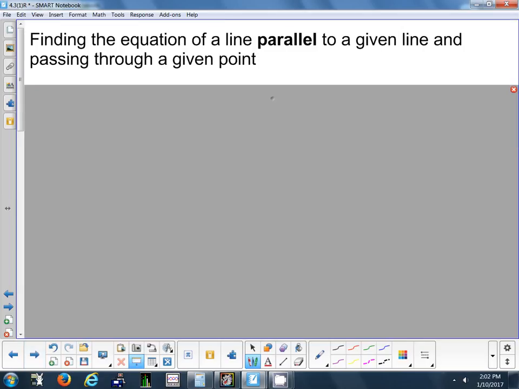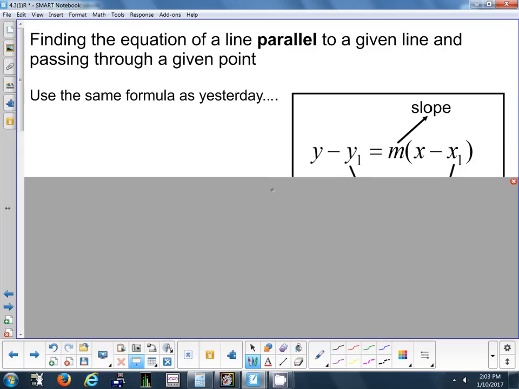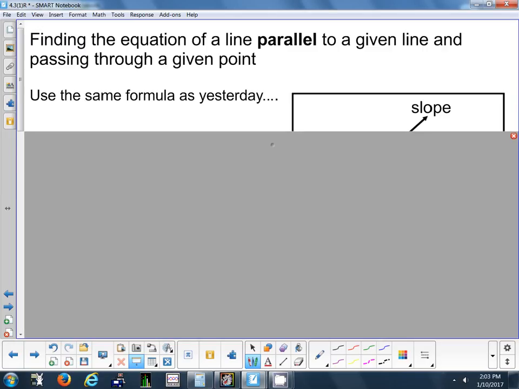All right, so now the last thing we're going to look at is how do you find the equation of a line that's parallel to something? Okay, how do we do that? How do we find the equation of a line that's parallel to something else? We're going to use the same formula as yesterday. Okay, so in your box, somebody remind me, what's the formula we learned yesterday?